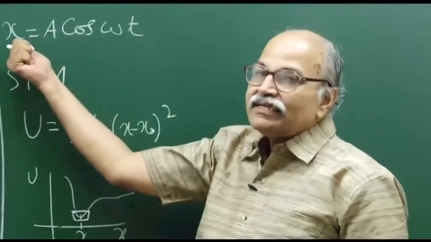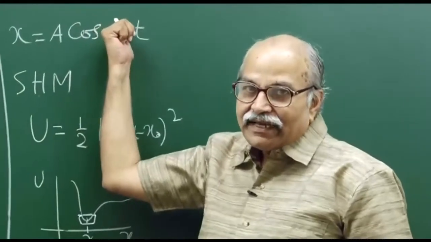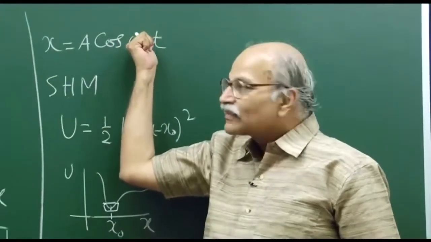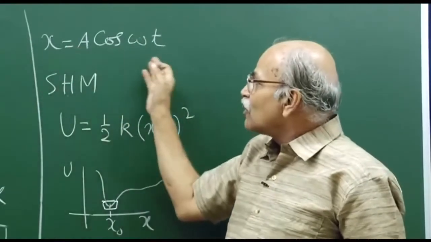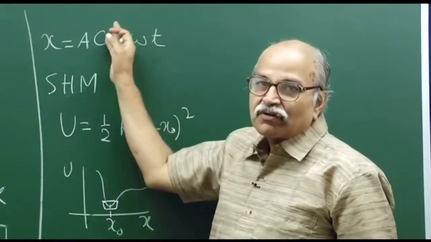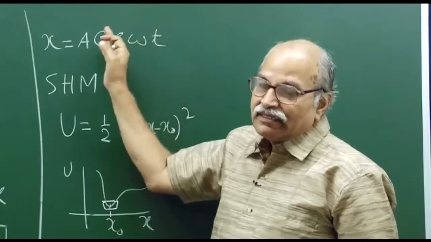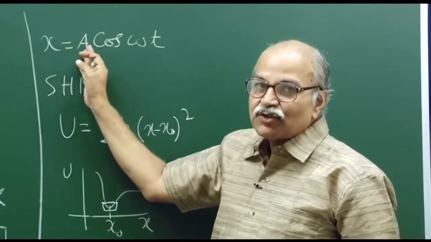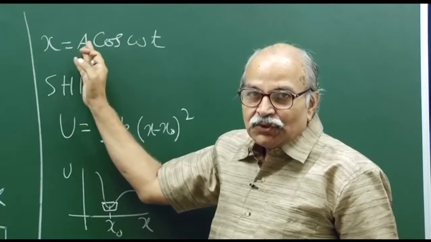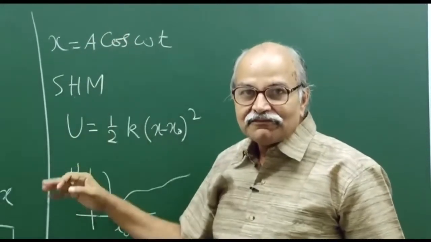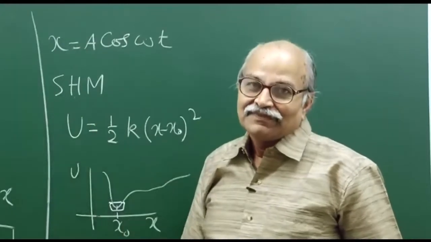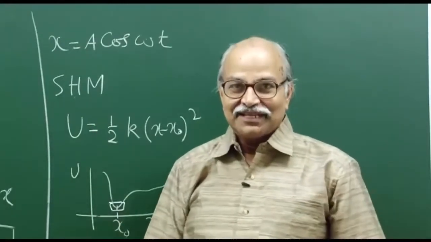Now, this equation tells that as time passes, the amplitude does not decrease, because this cos omega t will always go from plus 1 to minus 1. So, x will go from plus A to minus A. So, it is a constant amplitude oscillation for all time to come. Real systems are never like this.